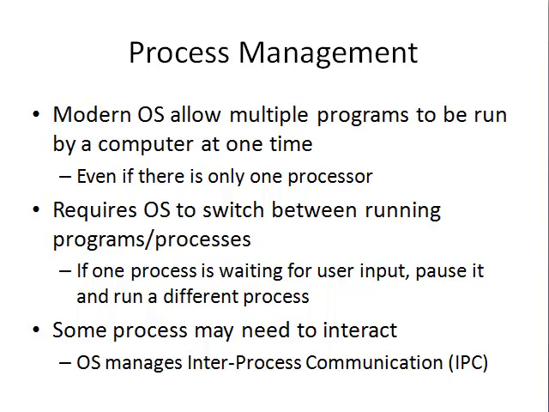And this is done by switching between the different running programs and processes at high speed so that a little bit of each can be done, and they all appear to be running at the same time to our eye. But really only one is being run at a time, and the operating system is able to switch between them quite rapidly. It can also take advantage of situations in which one process is waiting for user input. It knows it can just pause that process, do something else, and wait for that user input to occur. And where processes need to interact, the operating system manages this inter-process communication.